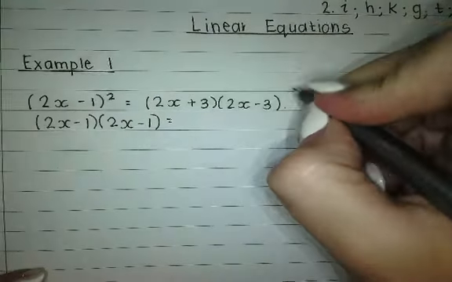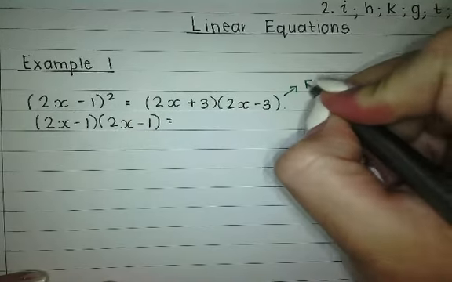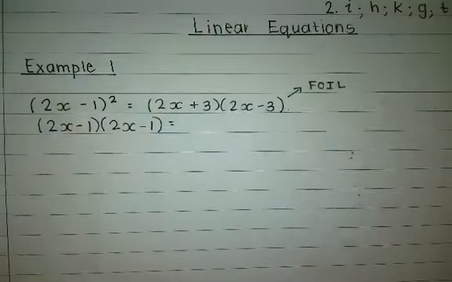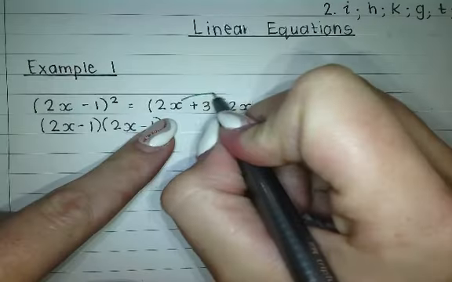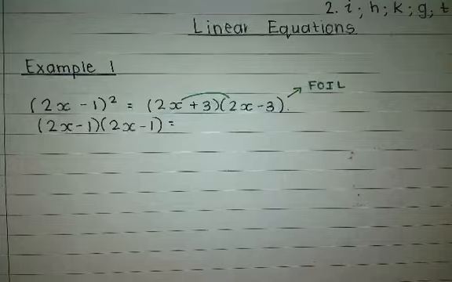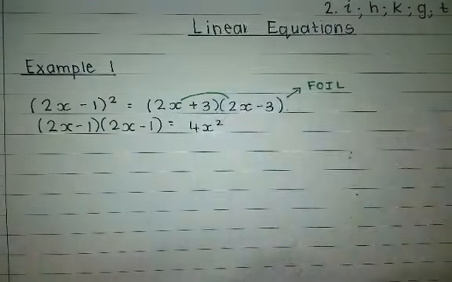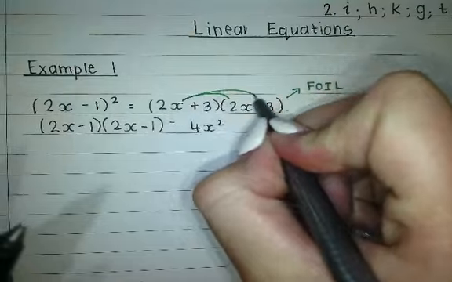If you want to FOIL in the next step, it's also okay. 2x times 2x is 4x squared. 2x times negative 3 is negative 6x.